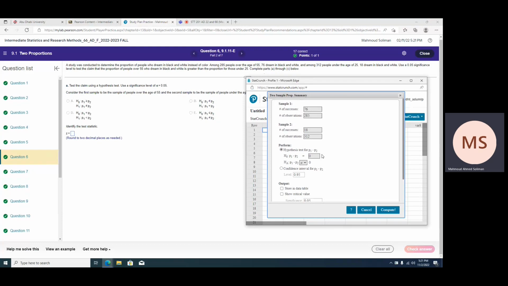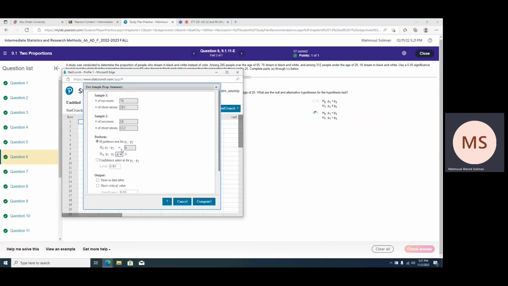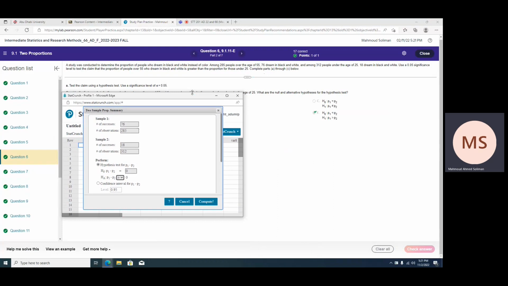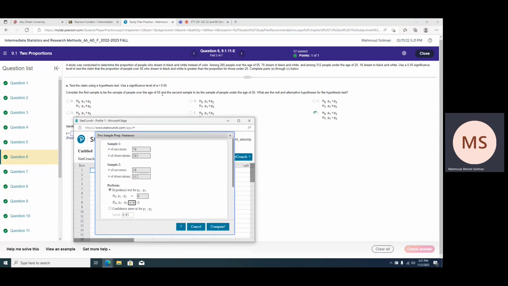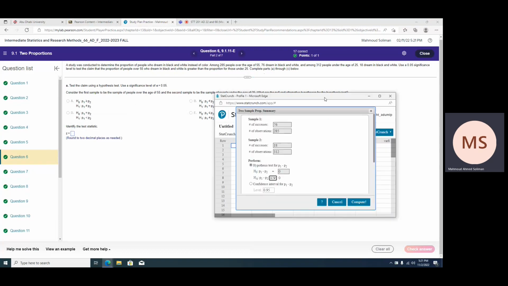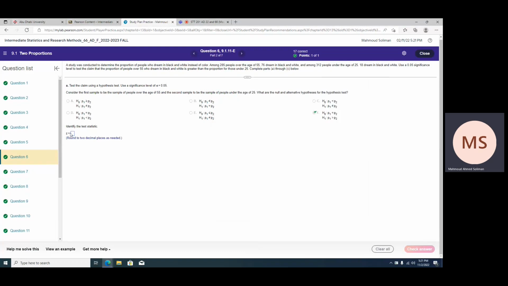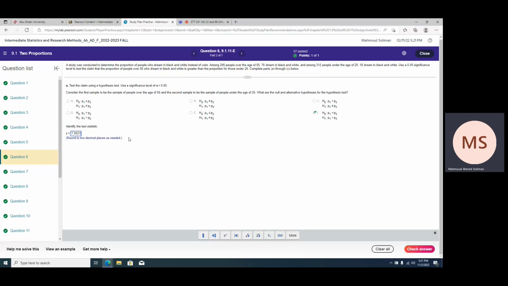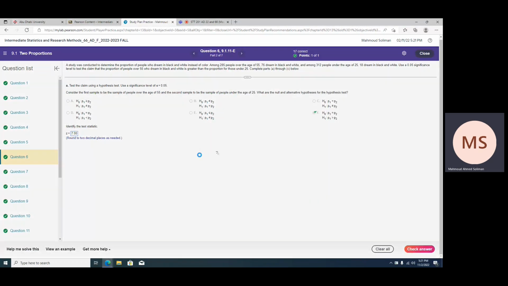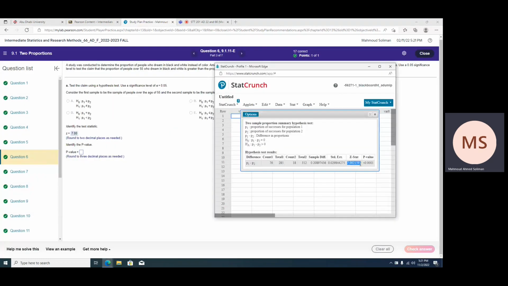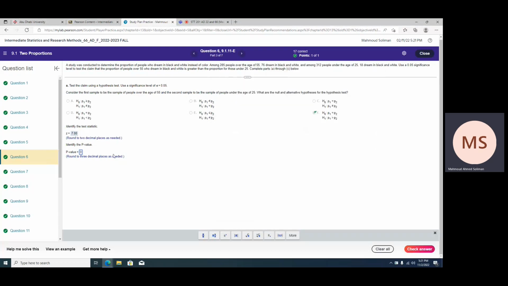And then we put less than? Okay, and then we put more than, because P1 is people over 55, and people over 55 are greater than those under 25. So we compute. We have the Z stat here, and we round it to 2 decimals. Then the p-value. It's really small, less than 0.0001. We put 0. That means it's 0.